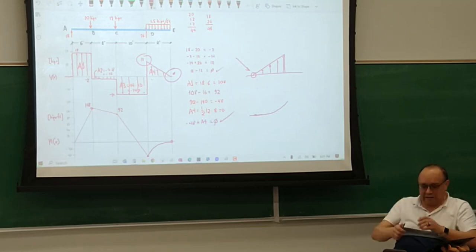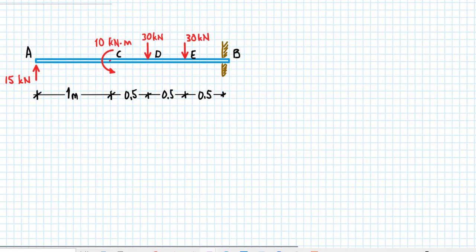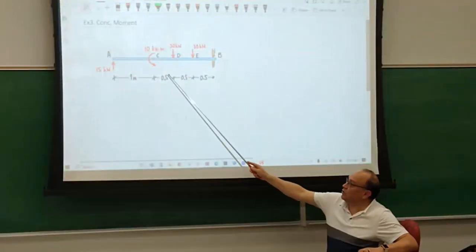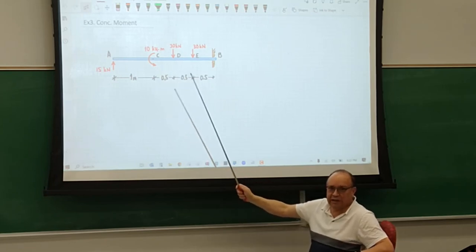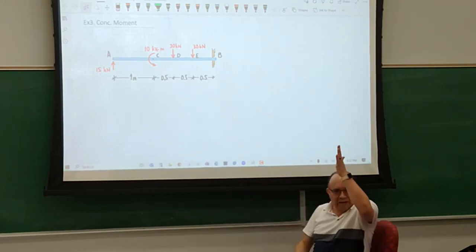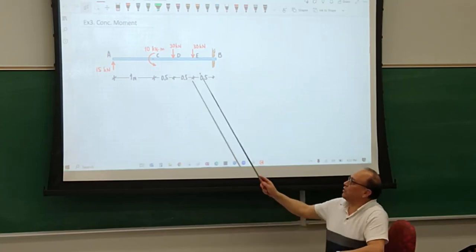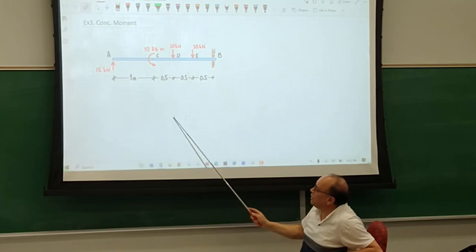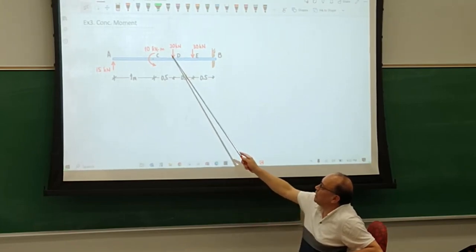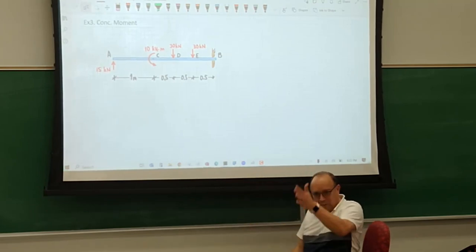Okay, another example. Let's do, how do you deal with a concentrated moment? You're going to have a jump in the moment diagram, right? With concentrated loads, you have a sharp jump going up or down in the shear diagram. In the moment diagram, it means your diagram is going to go sharply up or down.